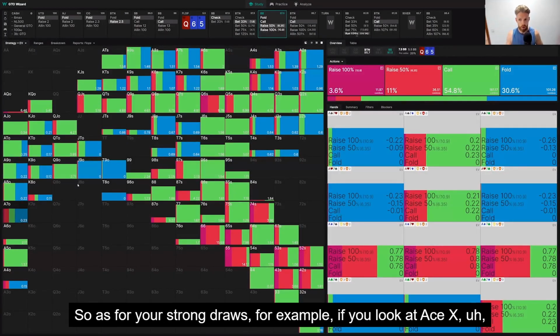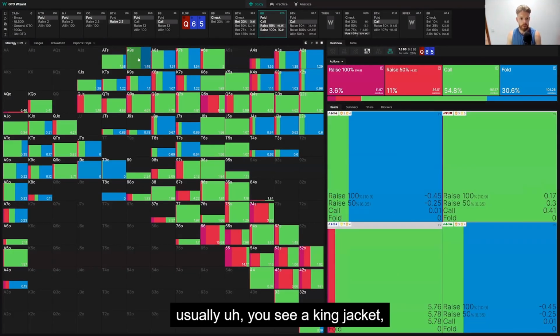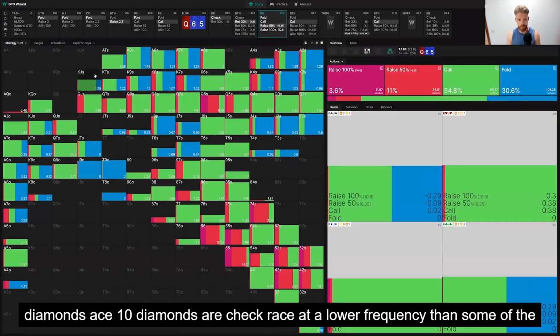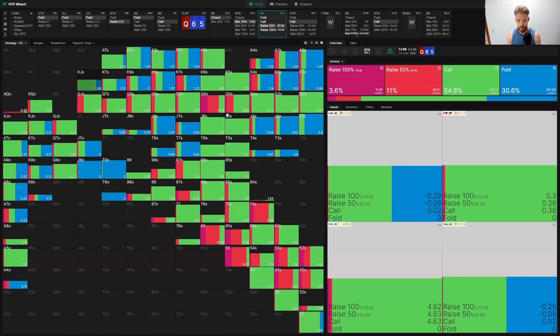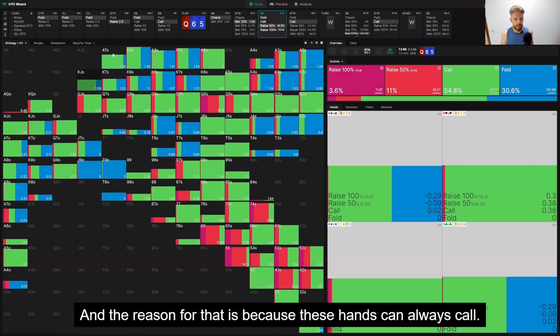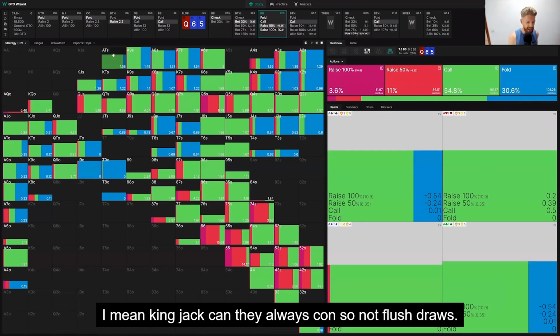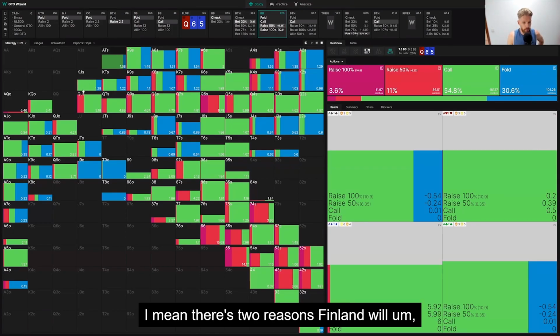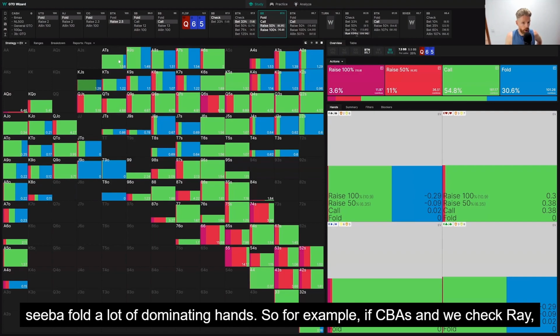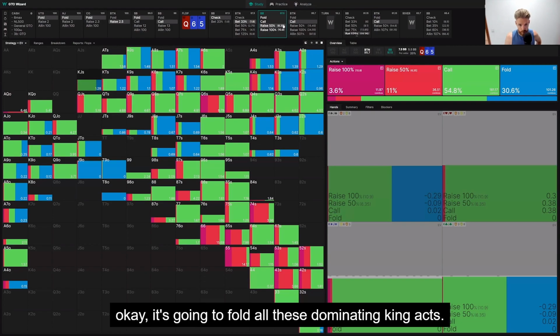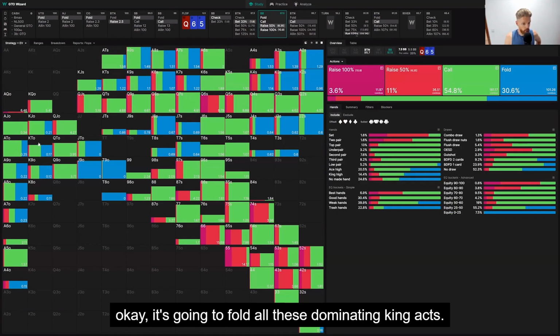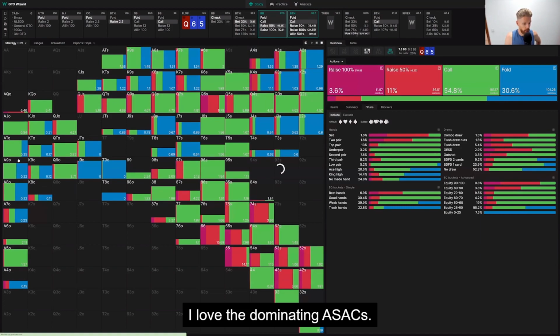So as for your strong draws, for example, if you look at Ace X, usually you see here King Jack of diamonds and Ace 10 of diamonds are check raised at a lower frequency than some of the other flush draws. And the reason for that is because these hands can always call. I mean, King Jack, can they always call? So, not flush draws. I mean, there's two reasons. Villain will c-bet fold a lot of dominating hands. So, for example, if villain c-bets and we check raise, it's going to fold all these dominating King X and a lot of the dominating Ace X.